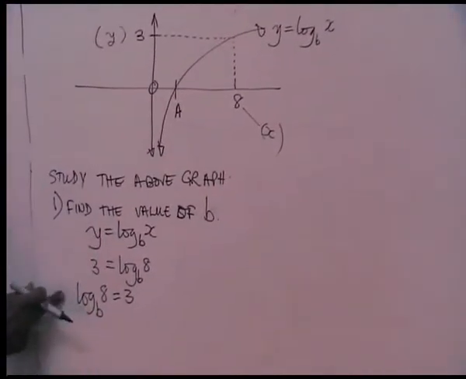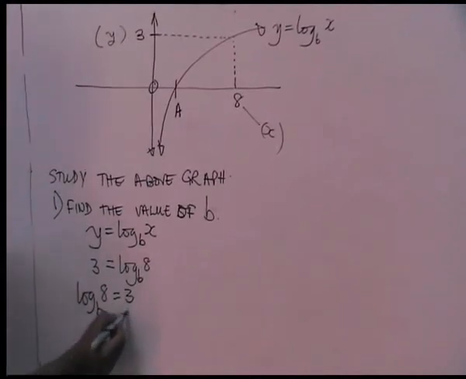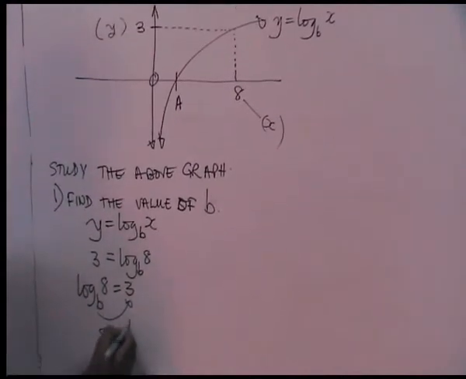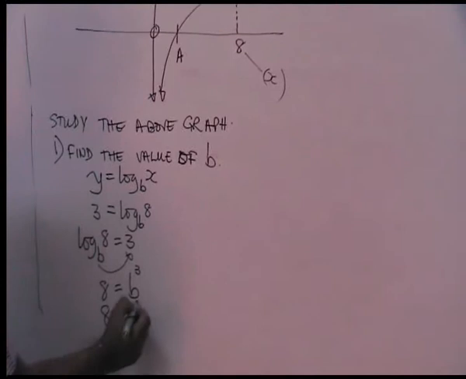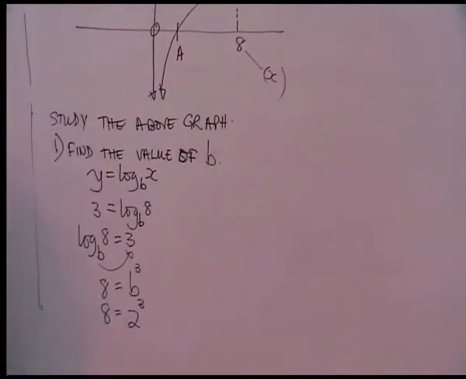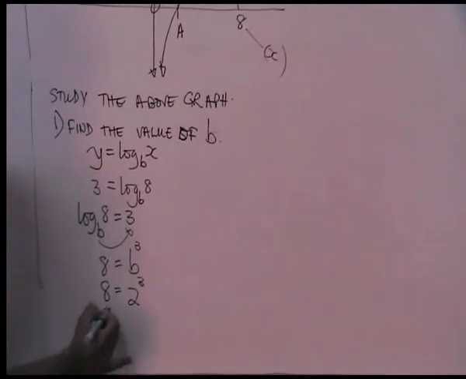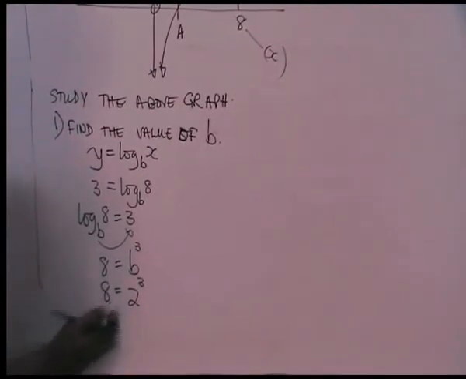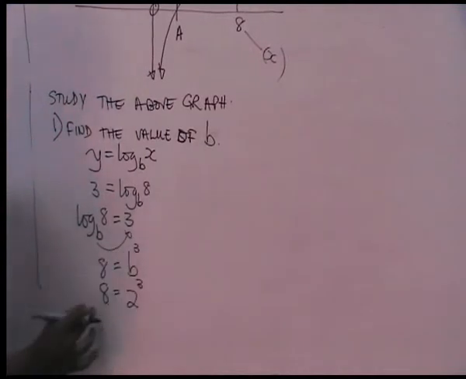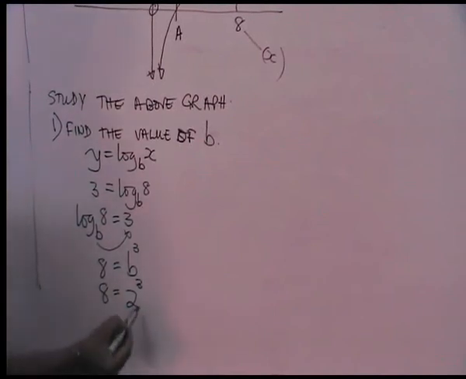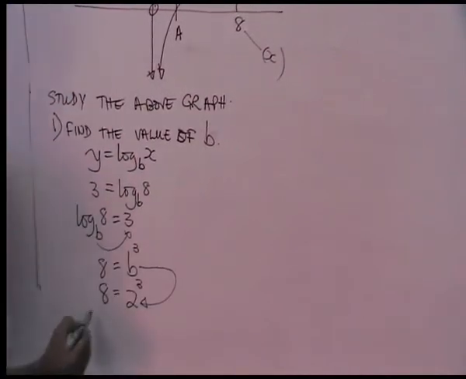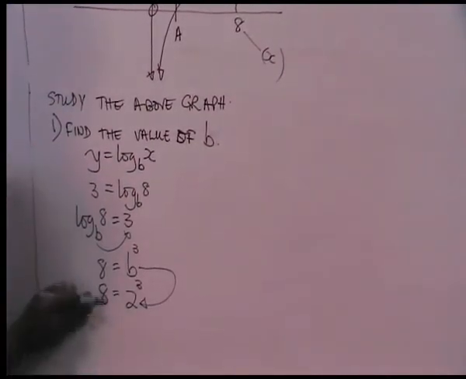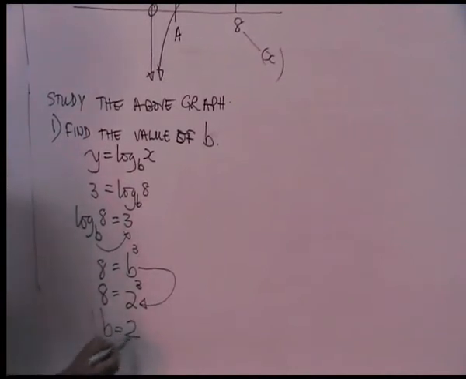Now this is in log form, so I can change it to index form. If I change it to index form, I'll get 8 is equal to b cubed. Now I know that 8 is really 2 cubed, because 2 cubed gives me 8. So in other words, b is equal to 2. So the solution is that b is equal to 2.